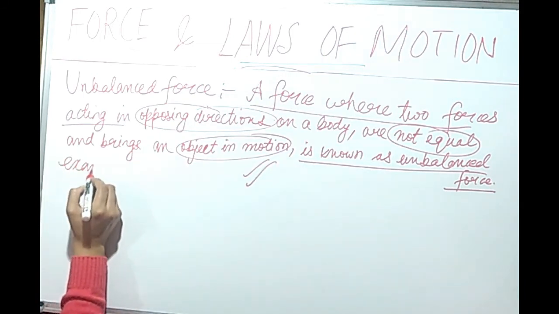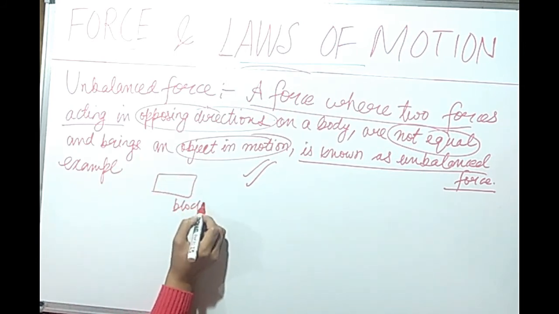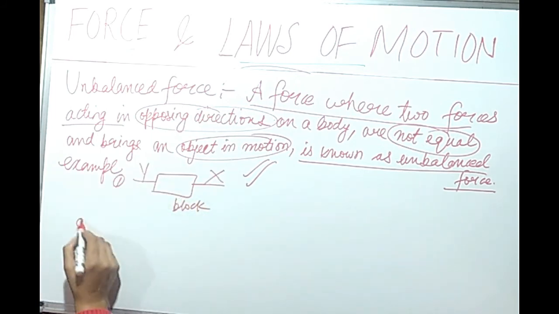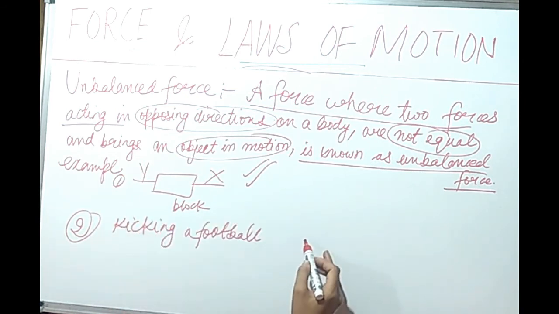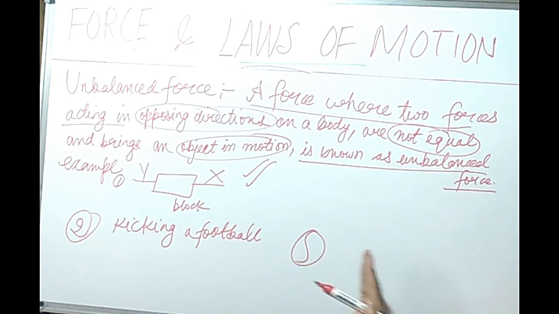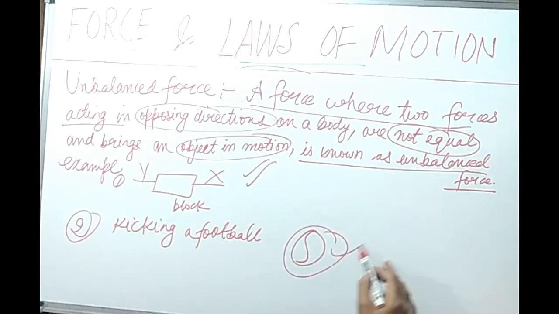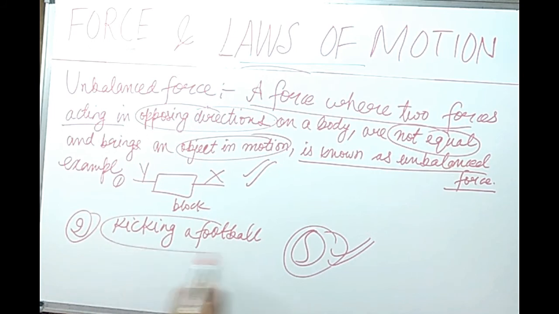For example, we have already discussed the wooden block case as an example. You can mention it here. Another example you can take is kicking a football. There is a football. If you kick this football and it moves from one place to another, that means unbalanced force is acting on it. This ball has been brought in motion, that means unbalanced force is acting on it. So kicking a football is an example of unbalanced force.